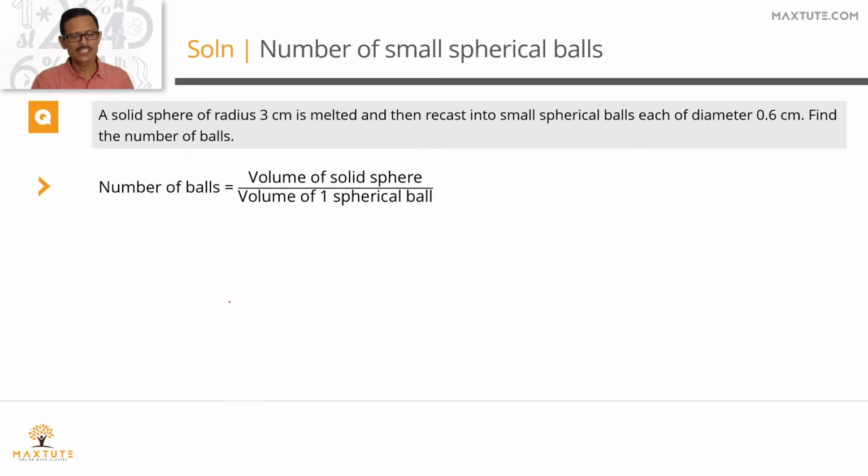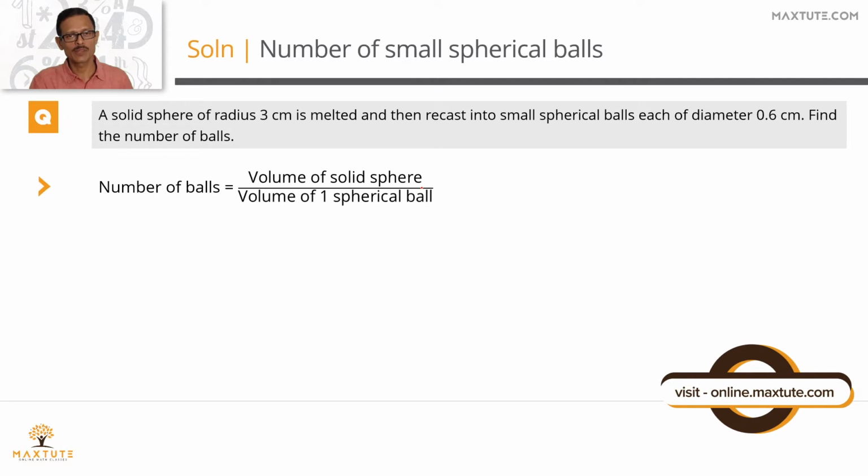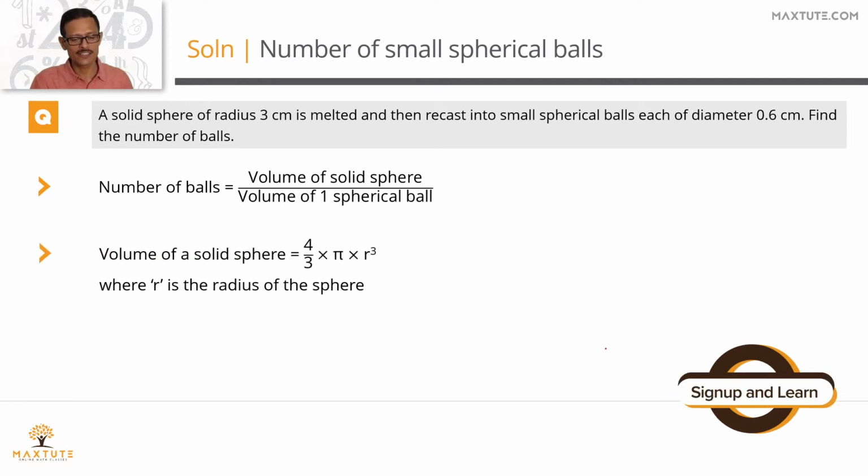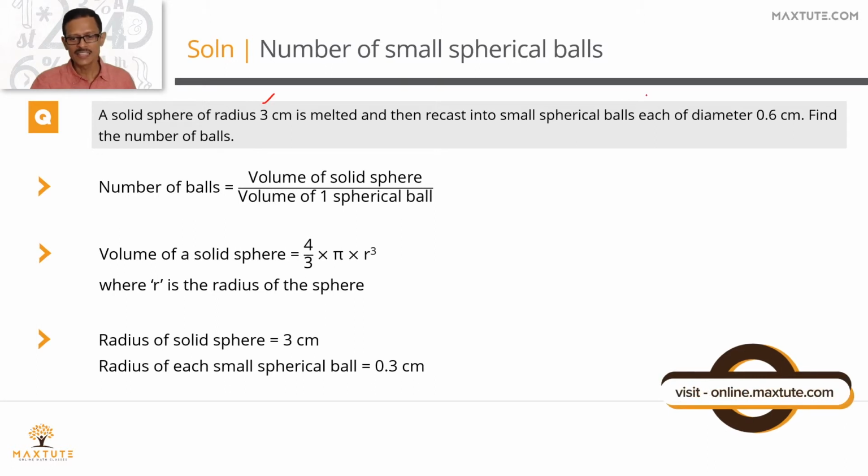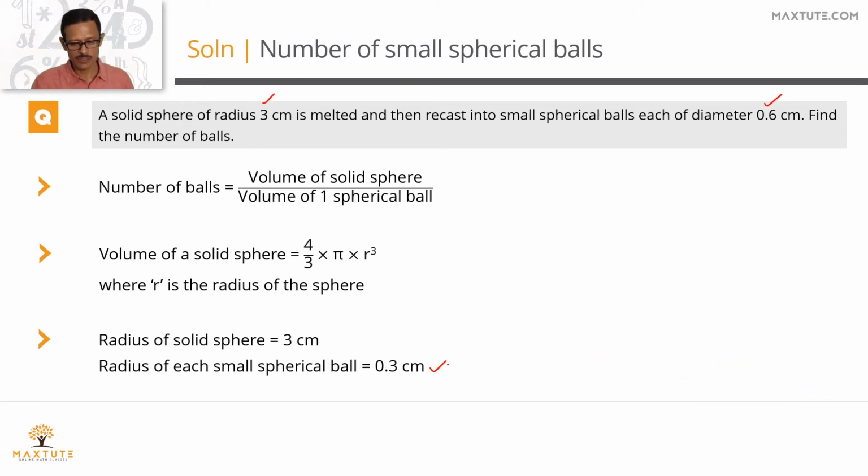How do we find out? The number of balls is equal to volume of the solid sphere divided by volume of each of those spherical balls. Both of these are spheres, so the volume is given by the formula 4 by 3 pi r cube, where r is the radius. Radius of the solid sphere is 3 centimeters, directly given to us. Diameter of the balls is given, which is 0.6. So convert it into radius, which is equal to 0.3 centimeters. All units are in centimeters, so no conversion is warranted.